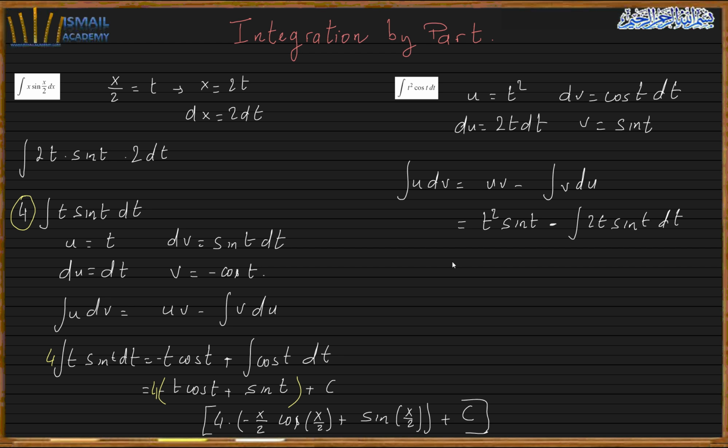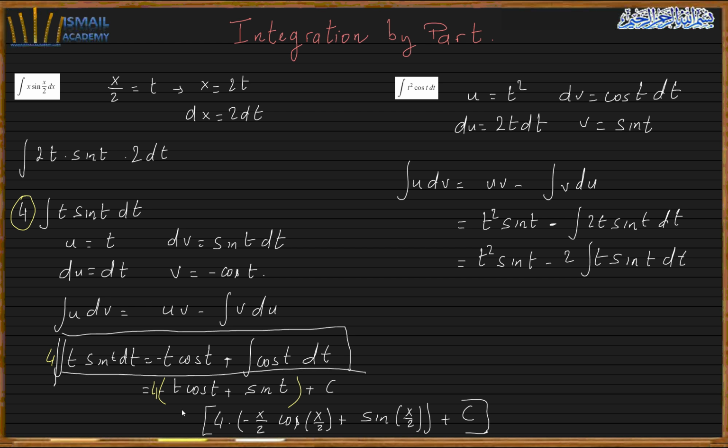So I'm going to put out the 2 here, so it's going to be t squared sine of t minus 2 the integral of t sine of t dt, and this becomes the same thing as this one. You see, it's the same idea. You see this integral here is the same thing. You're going to do the same process. We're going to end up having this answer.